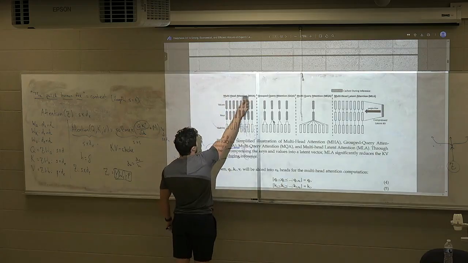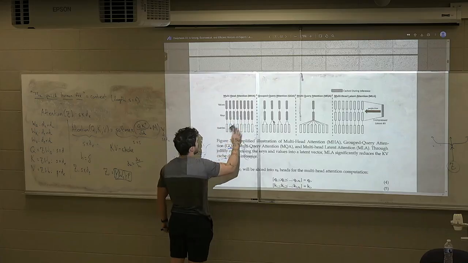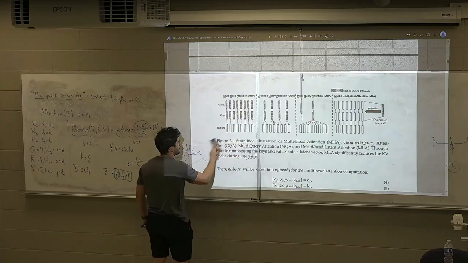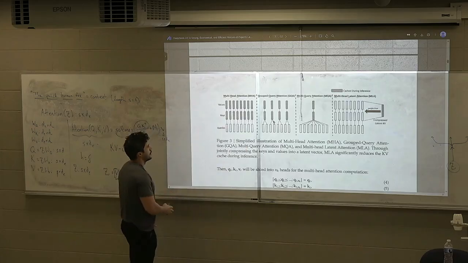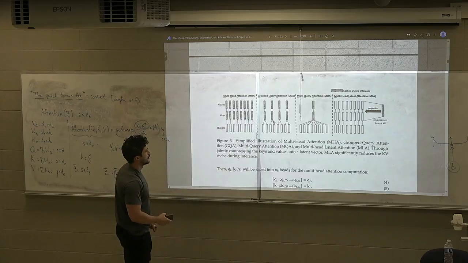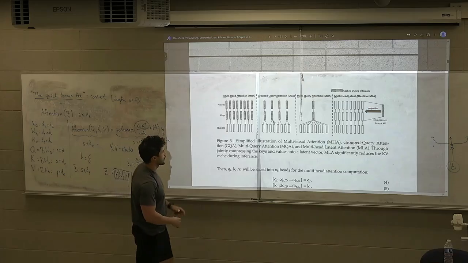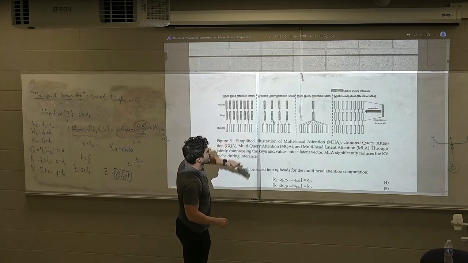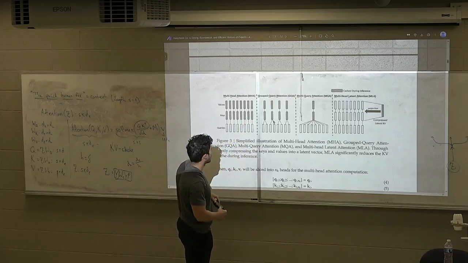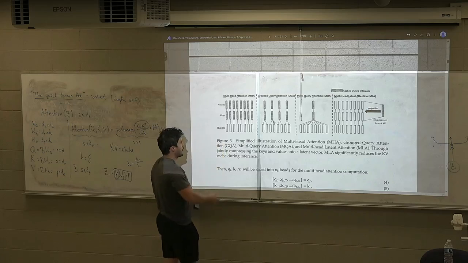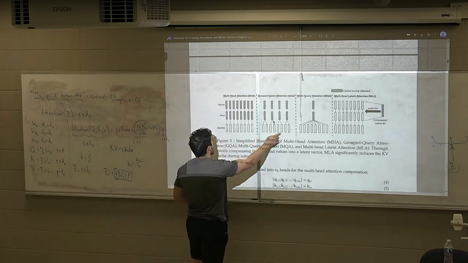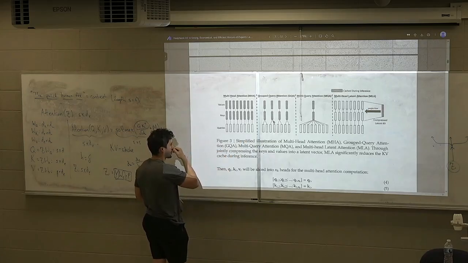So this is the old way of doing MHA. And Meta, with their Llama models, I think they developed GQA, which is grouped query. So each head still gets its own query matrix. And you cache that.